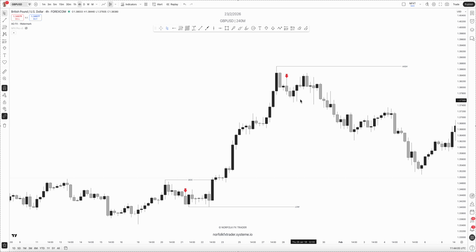So now we have our swing structure. The way we look for our internal structure is very, very simple. Now, when we were looking for this bullish move, we were looking for the close down. When we're looking for a bearish move, what we look for is a close up.